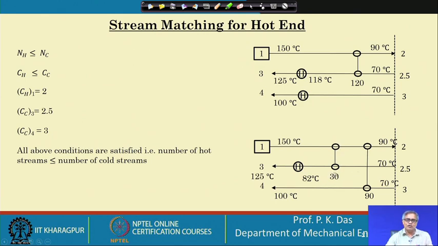But what about the cold stream? Cold stream is to be heated from 70 degree to 125 degree Celsius. So, what will happen? This is not enough. So, I have to use one hot utility. Basically again I am using 3 heat exchangers, but I have got 2 alternate solutions.